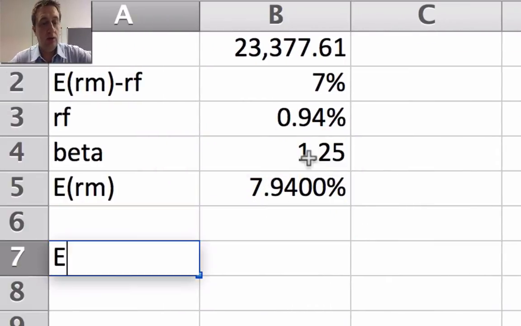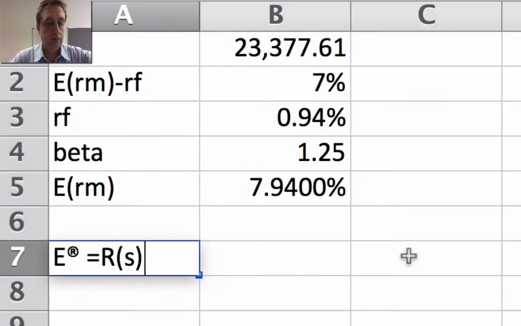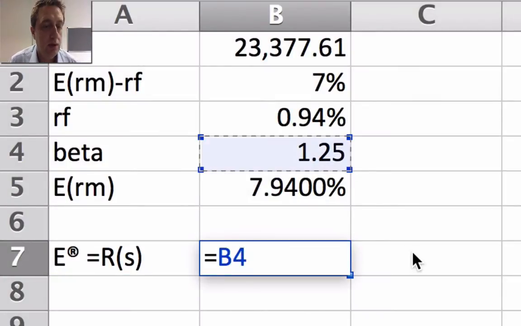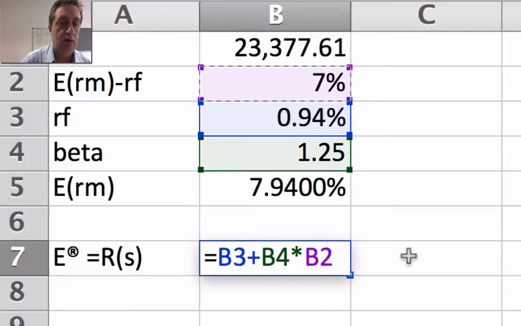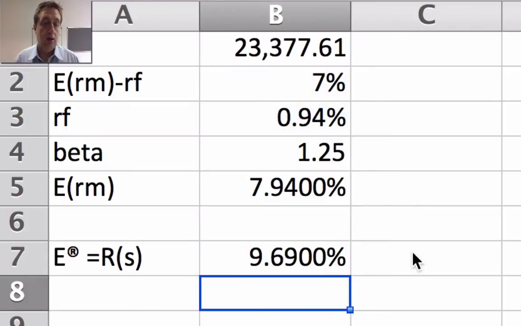So that allows us to work out the expected return, or the return on S, this part here. Okay, so it's the risk-free rate plus the beta times the market risk premium. So our equity cost of capital for Carrefour is 9.69%.